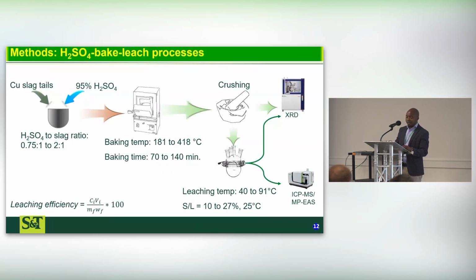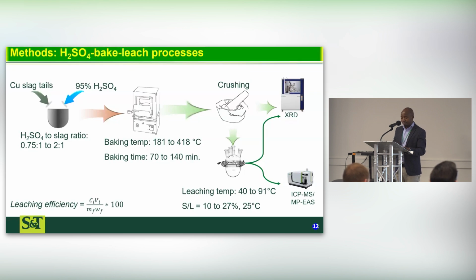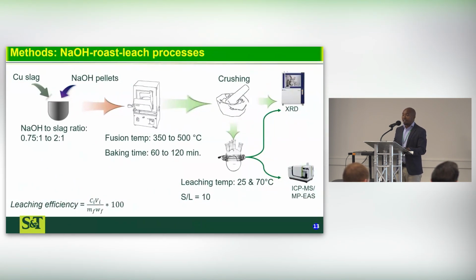So the method is similar. We get the copper slag tails mixed with a predetermined amount of concentrated sulfuric acid, and then make the paste, roast it at different predetermined temperatures, crush it, and then leach it, and then check the leaching efficiency using the formula shown here. For sodium roasting, a similar process was used, but in this case, instead of using sodium solution, we used sodium hydroxide pellets. So we mix, we roast it, and then we do the crushing, and then we do the leaching. And again, the leaching efficiency was calculated using that formula there.